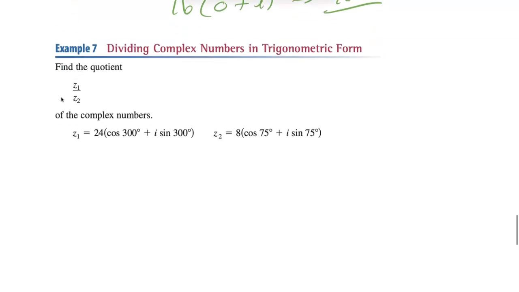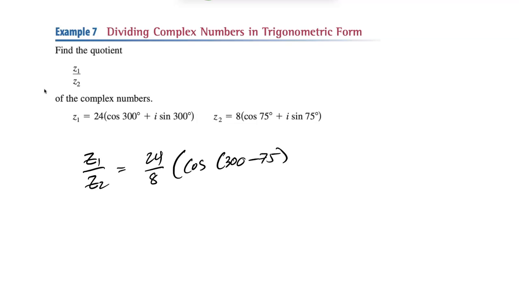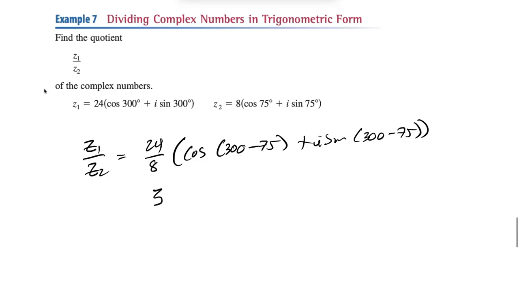How about dividing complex numbers? Just as easy. So we're going to do z1 over z2. So that's going to be 24 over 8. Just divide the numbers. And then the English, we're going to subtract it. So top minus bottom: cosine of 300 minus 75 plus i sine of 300 minus 75. This gets me 3 cosine of 225 plus i sine of 225.